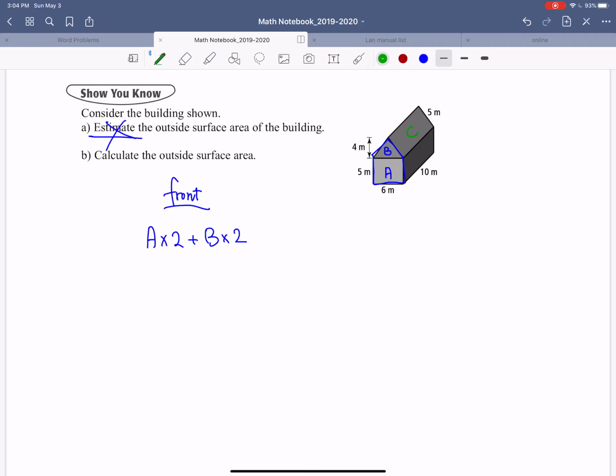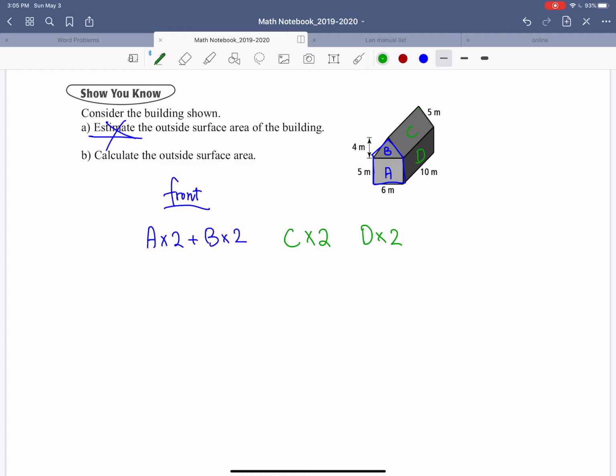So let's say C here. C is basically a rectangle too. And there's another side of C on the other side, hidden here, you cannot see it. So C times 2 covers these two surfaces too. And if I name it D here, then D has another D on the other side. So D times 2, we need to calculate that as well. Is there anything else that we need to calculate for the surface area of the building?